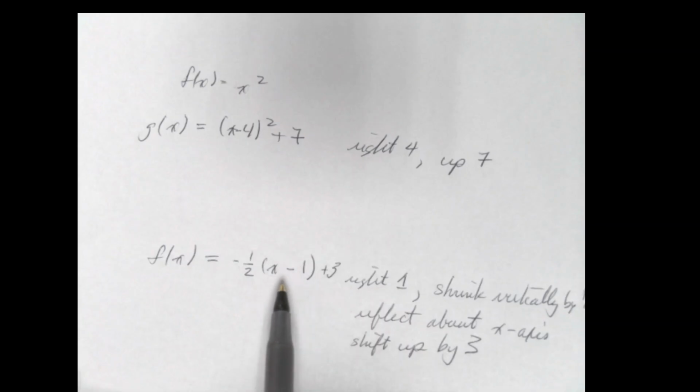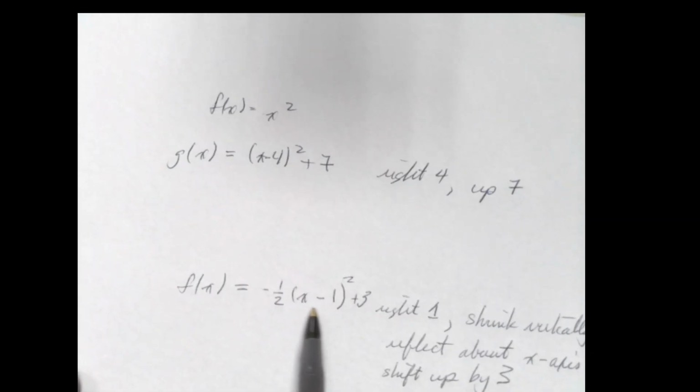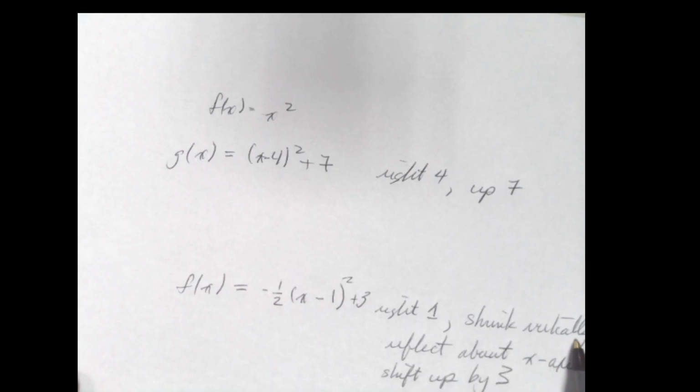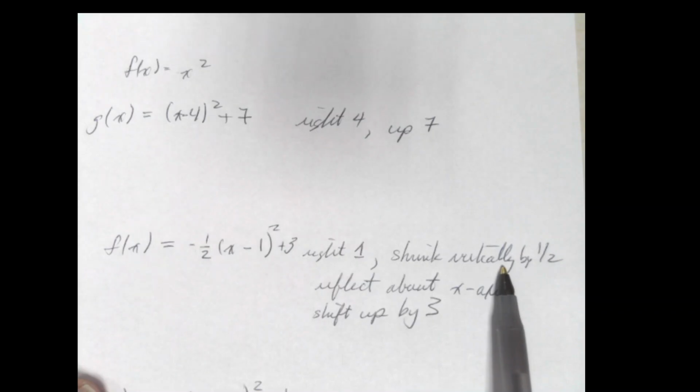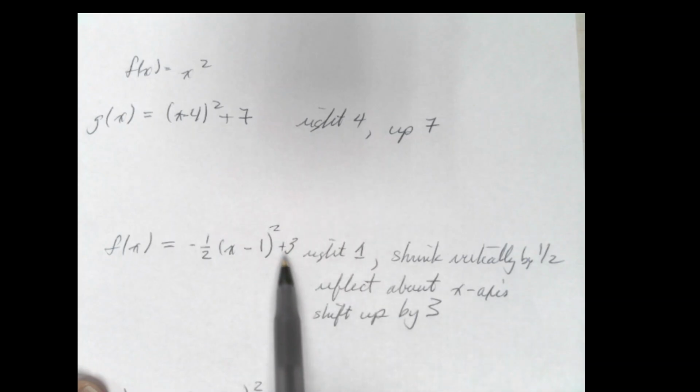All right, look at this one. Start inside the parentheses here. Actually, I guess this should have a squared by it there. All right, so this will shift the graph to the right one because that's negative. And then you've got two operations here, right? First, you multiply outside the parentheses by a number less than 1. That's a shrink. The 1/2 gives it a shrink by 1/2. And then the negative reflects it about the x-axis. And then the last thing you do is you add 3. So it shifts up by 3.